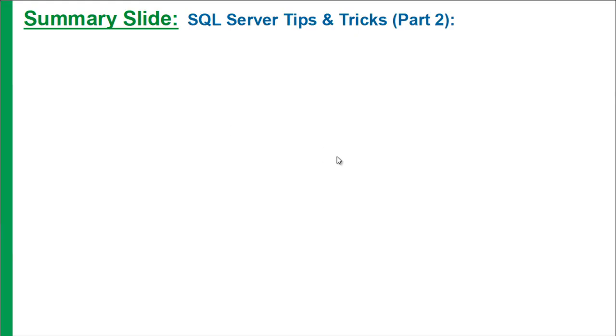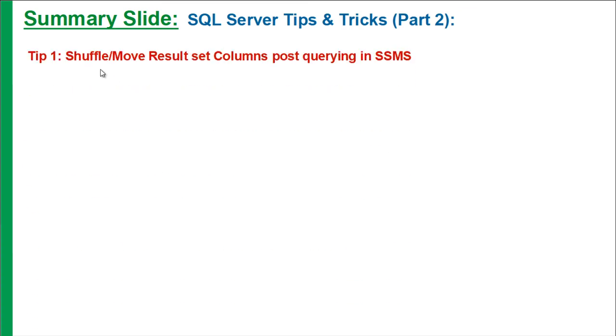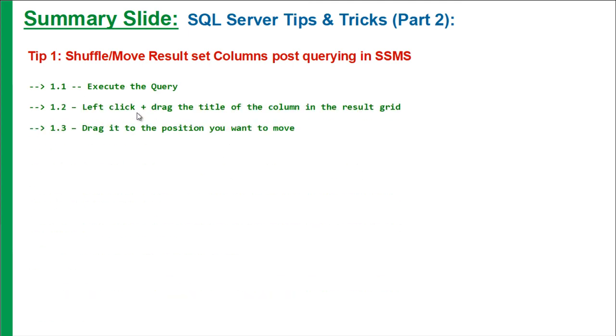So let's see what we have learned in this session. The first one, how to shuffle or move the result set columns post querying in SSMS. Just execute the query first, then left click and drag the title of the column in the result set and drag it to the position where you want to move it to.